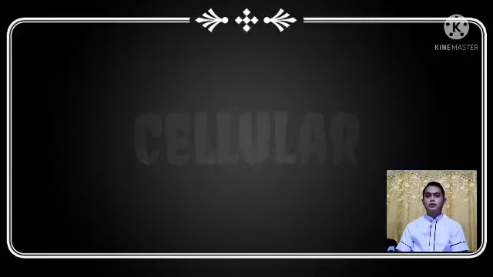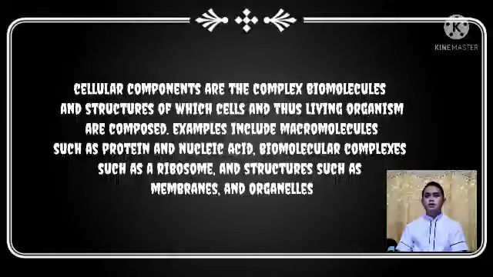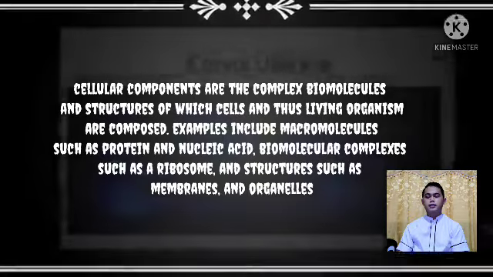So the cellular components are the complex biomolecules and structures of which cells and thus living organisms are composed. So the examples include the macromolecules such as proteins and nucleic acids, biomolecular complexes such as ribosomes, and structures such as membranes and organelles. So the cell, from Latin cella, meaning small room, is the basic structural, functional, and biological unit of all known organisms. A cell is the smallest unit of life, and cells consist of cytoplasms enclosed with the membrane, which contains many biomolecules such as proteins and nucleic acid.